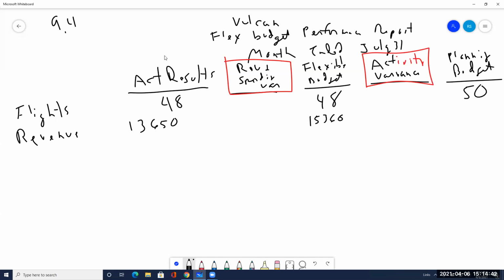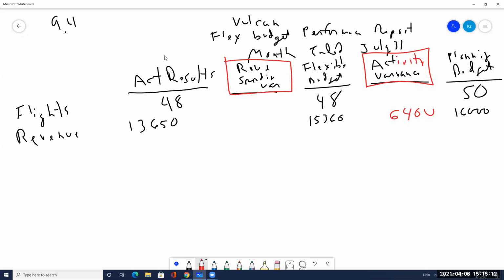And the planning budget is 16 grand. Now the difference between 16 grand and 15,360 is 640 bucks. We thought we were going to do 16,000 at the beginning of the year. We only did 15,360. So that's unfavorable.